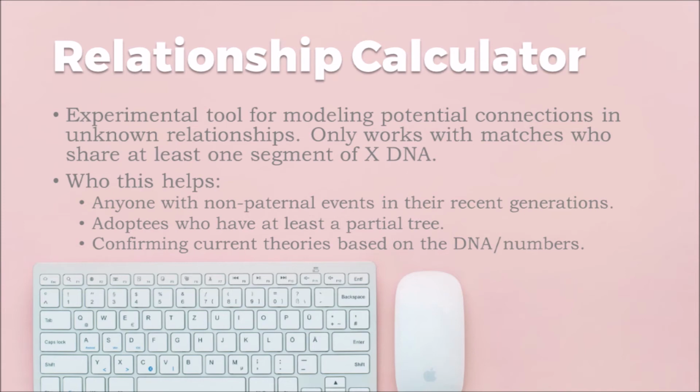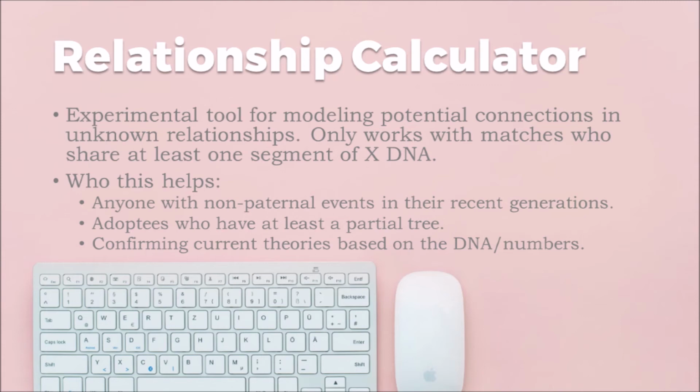Based on some of the questions that it asks to present the most accurate model it can, one of the most important questions it has to ask is whether or not the cousin match matches you on your X DNA. To be the most accurate possible, it has to know whether it's an X DNA match or not. This tool only works with matches who share at least one segment of X DNA with you.